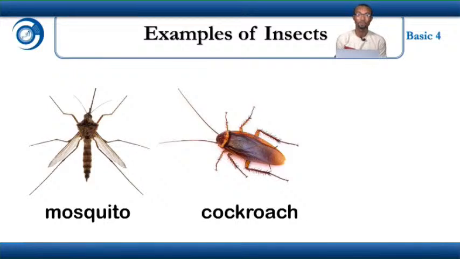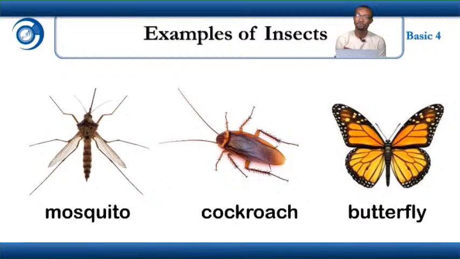The next example is the cockroach. And I know you are all familiar with cockroaches. They are found everywhere. If you open your cupboard, if you don't regularly clean your rooms very well, you see these animals around. So the cockroach is also an example of an insect.